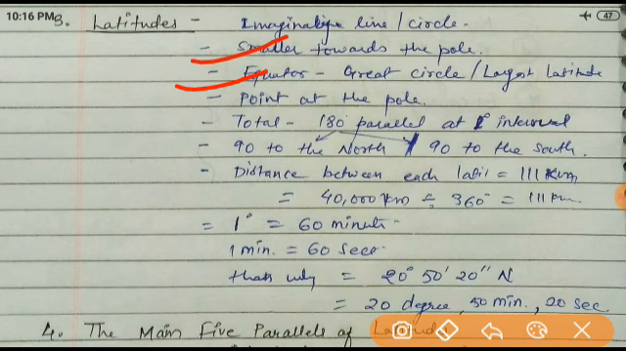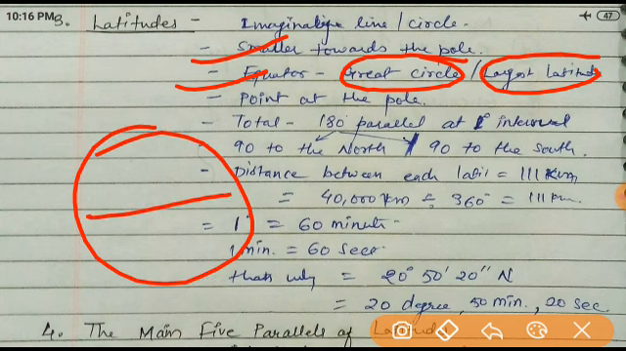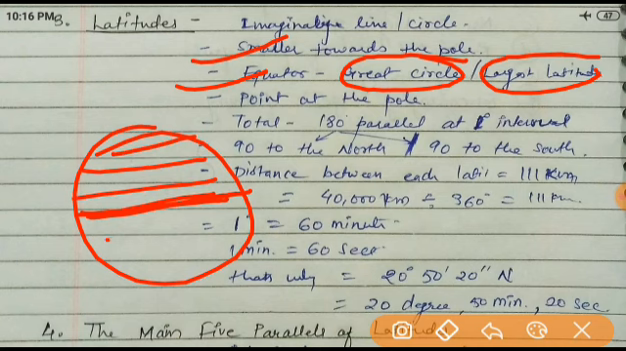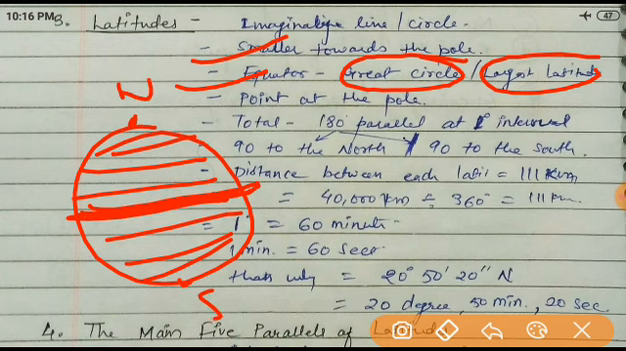Now the equator is also called the great circle, and it is the largest latitude. I already told you this is the largest latitude, and these lines are decreasing, and this is the largest circle. It is also called the great circle or the largest latitude. And at the pole, the north pole and south pole, it is in the form of a point. I already explained to you.